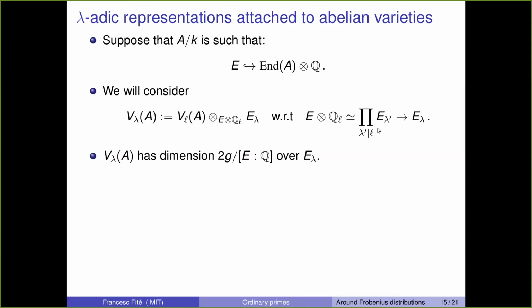Well, the one I'm using is, so E tensor Q_l is isomorphic to the product of the completions of E at the primes of E which lie above l, and then I compose this isomorphism with the projection to the lambda component. And then one sees that this V lambda is a vector space over the completion of E at lambda, which has dimension 2g divided by the degree of E over Q.